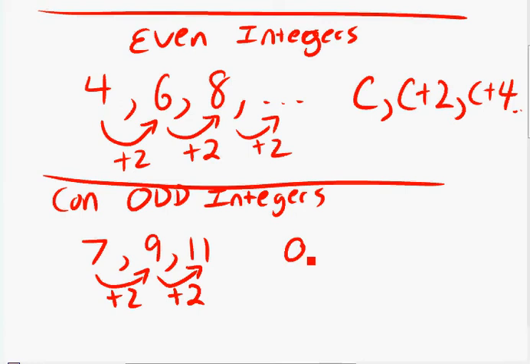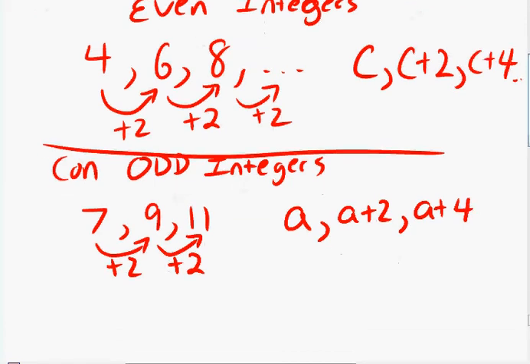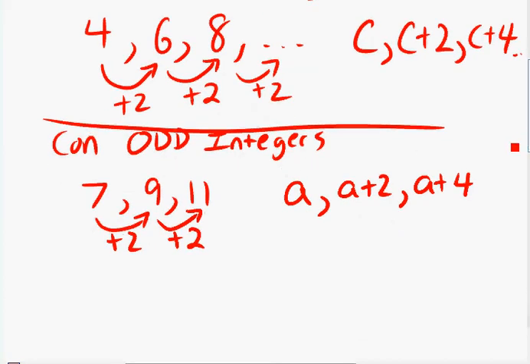So if we're starting with the variable a, the next one will be a plus 2. It'll be a plus 4. Okay? So the pattern is actually the same for even and odd integers. And the reason why is because to go from one number to the next number, we're going up by 2. We're adding 2 to the previous number.